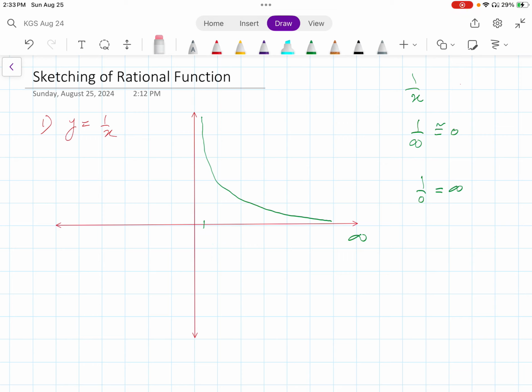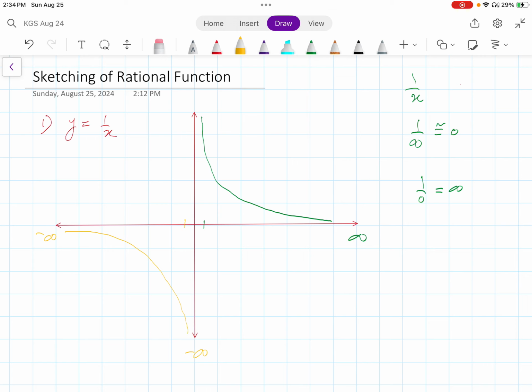Okay. Now if x values are negative, so they are approaching 0 from the left side, that means all the y values are negative for this graph. And if they approach 0 from the left side, y values will approach minus infinity. And if x values are reaching minus infinity, then y values are approaching 0. So the graph will look like this.